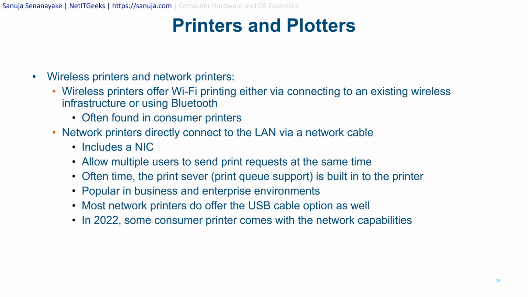Network printers directly connect to the LAN via network cable. So that's another type of printer, with cable connections. This type of network printer has a network interface card, or NIC. These are typically referred to as network printers as opposed to wireless printers or USB printers, because they can directly connect to a local area network via a network cable, like an RJ45 cable. So basically this one has an RJ45 network connection, or Cat5e, Cat6 type of connection.